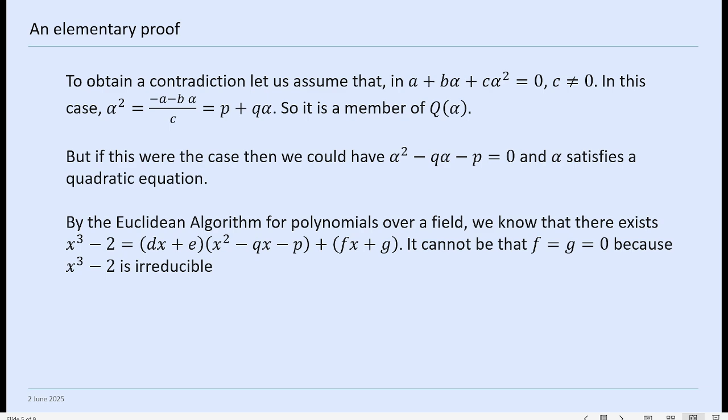And that was the argument I did use in a previous version of the video, although one viewer rightly pointed out that that wasn't really an easy step because we're still using the concept of minimal polynomial, which is not really an elementary concept. So instead, we're going to use the Euclidean algorithm for polynomials over a field. So we're going to divide x cubed minus 2 by x squared minus qx minus p. And we're going to get a non-zero remainder here, fx plus g. This cannot be 0 because we know x cubed minus 2 is not reducible in the rational field. We've shown it by Eisenstein's criterion, but we can also show it directly, and we will do on the last page.